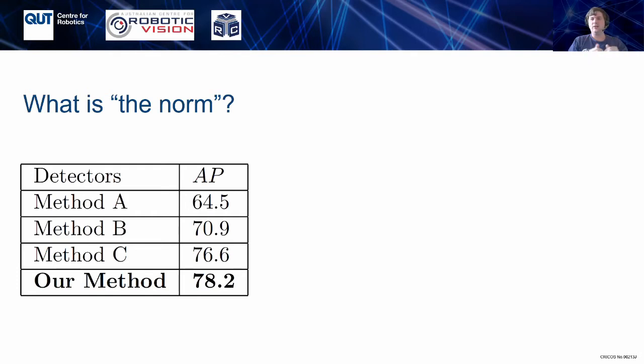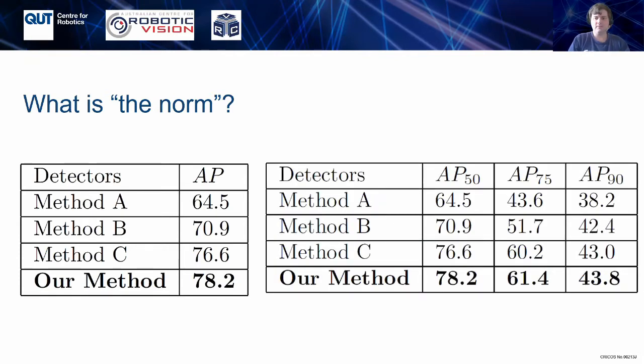And we generate our tables like this, and we get our method in bold at the bottom, and through that bold number, we say that our object detector is the best object detector around. Sometimes we will go into a little bit more depth, looking at different IOU thresholds for average precision or different subsets of the data to try and get further inklings. But in the end, that big bold number at the bottom is what matters and determines whether or not we are good at object detection.